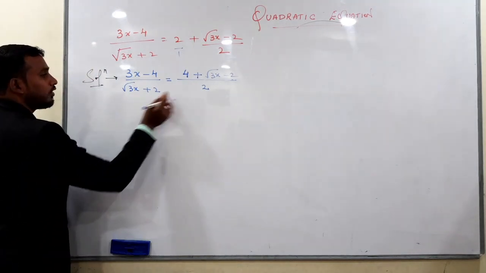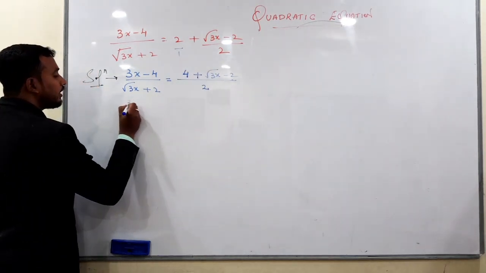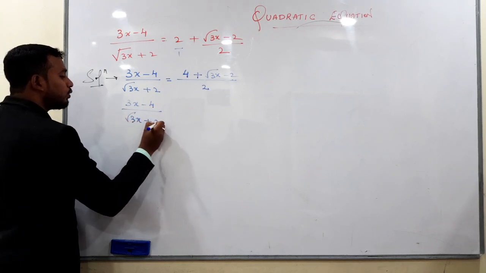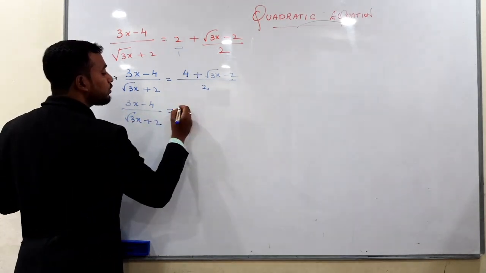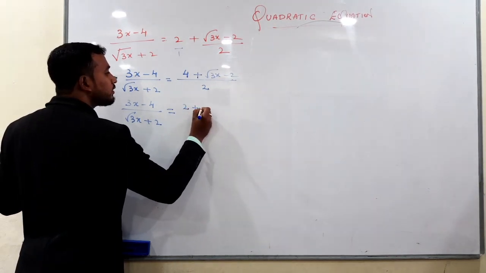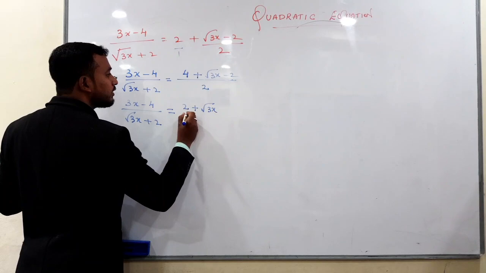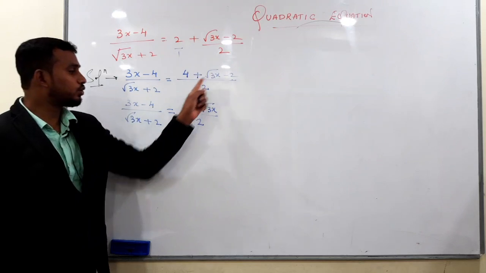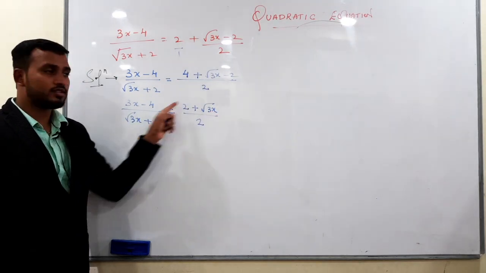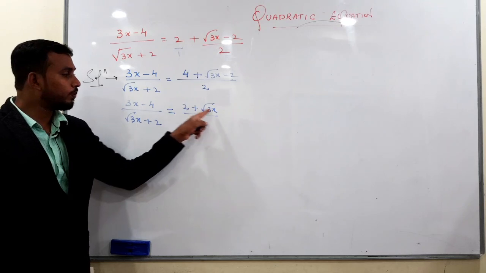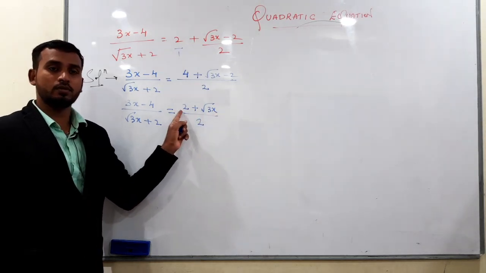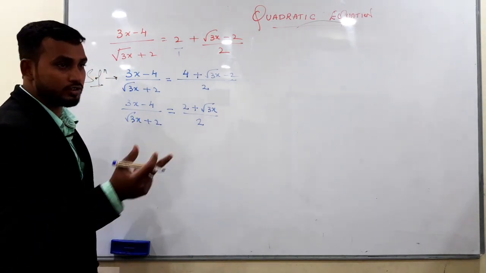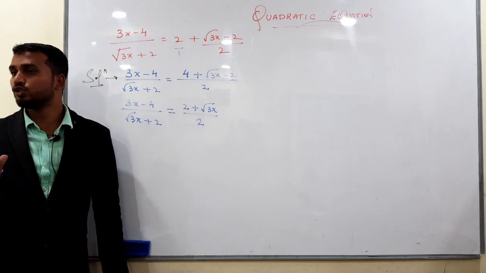Next step. Observe here. First let me simplify this part. That is (3x minus 4) by root of (3x plus 2) is equal to 4 minus 2 is 2 plus root 3x, divided by 2. Got it? 4 minus 2 is 2 plus root 3x as it is, divided by 2. We cannot add 2 plus root term. 2 is a rational number and root is an irrational number. We cannot add rational with irrational or irrational with rational. Got it? Understood the case?